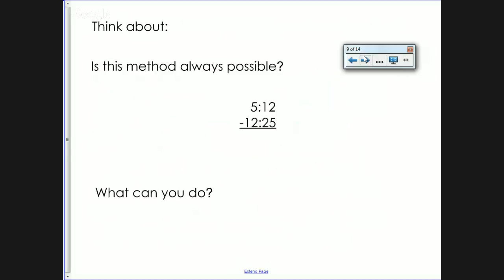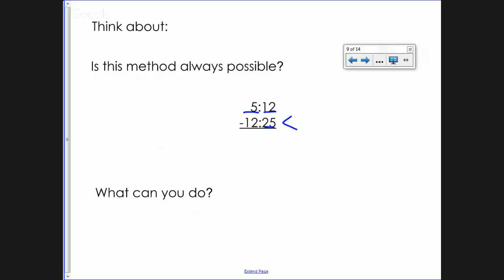Is this method always possible? Here we have 5:12 take away 12:25. If you notice that the number on top, including the 5, was smaller than the 12, you would realize that you cannot take 12 away from 5, let alone 25 away from 12. So what can you do?